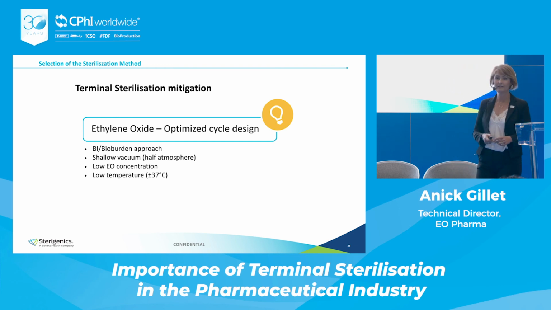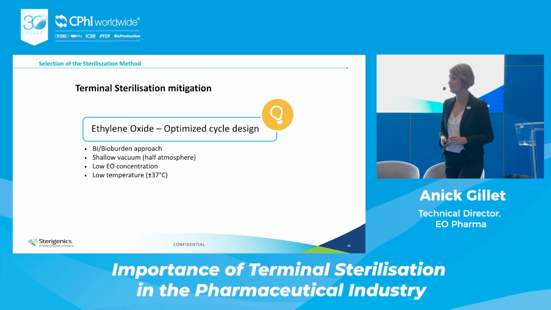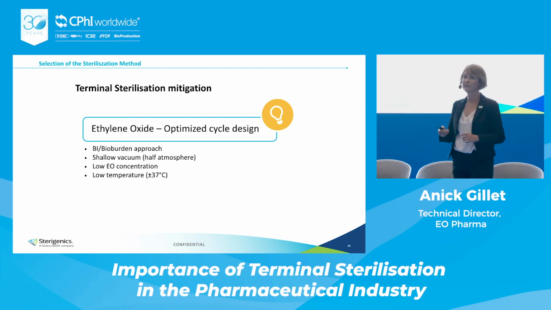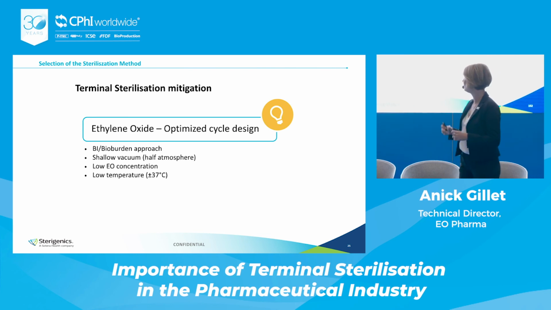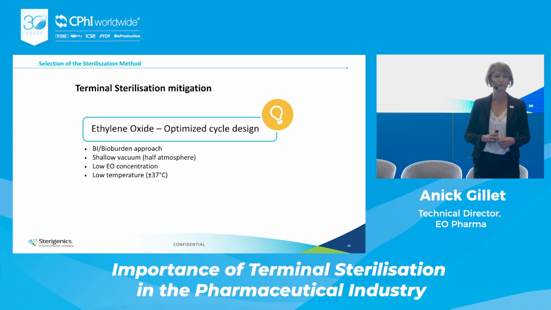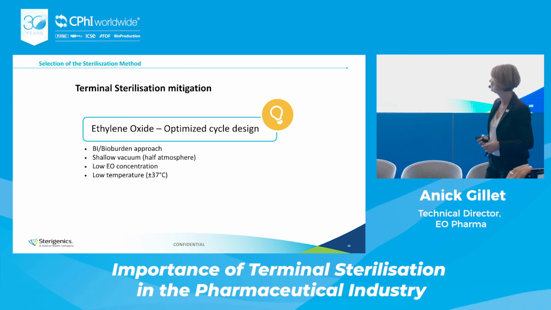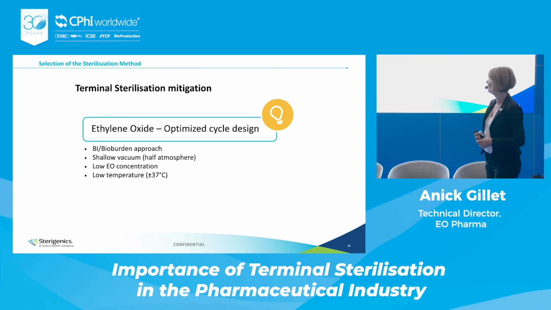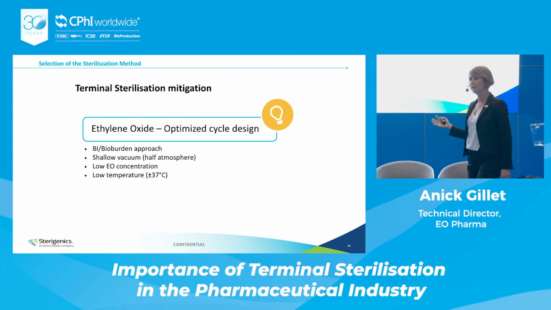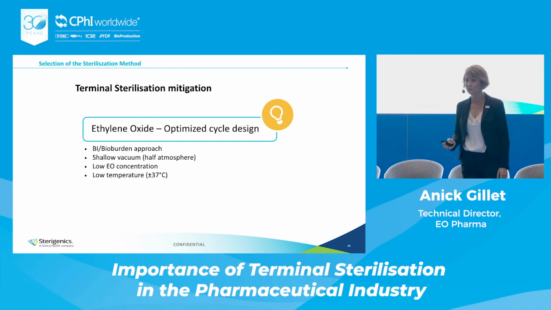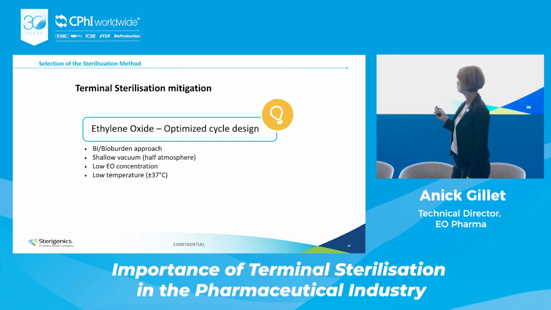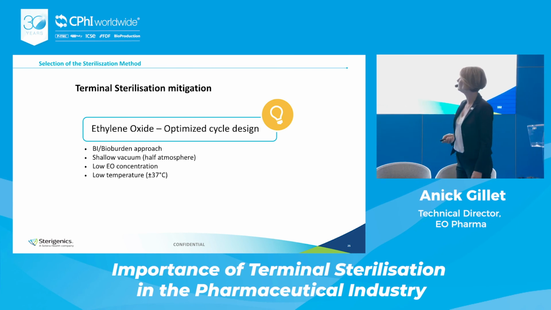Possibilities for radiation mitigation: a first one could be to use a lower dose. Probably a lot of you are familiar with the 25 kGy, the VDmax 25. There are other possibilities where you can have a lower dose. We also have projects using deep freeze or inert atmosphere. Also, most people think that it's not possible to irradiate aqueous solutions, which is not true. We have good examples there. So these are some possibilities for radiation.